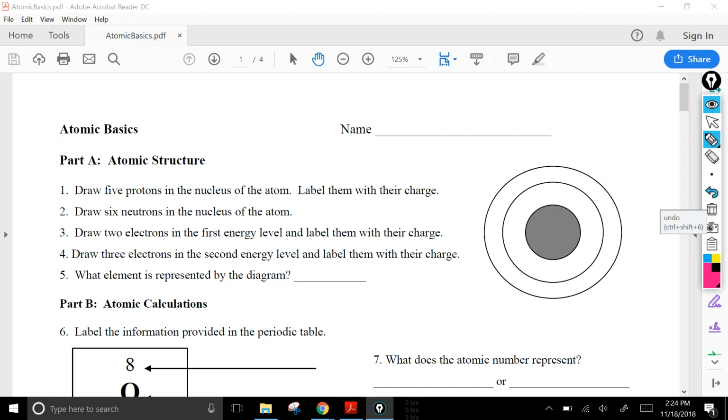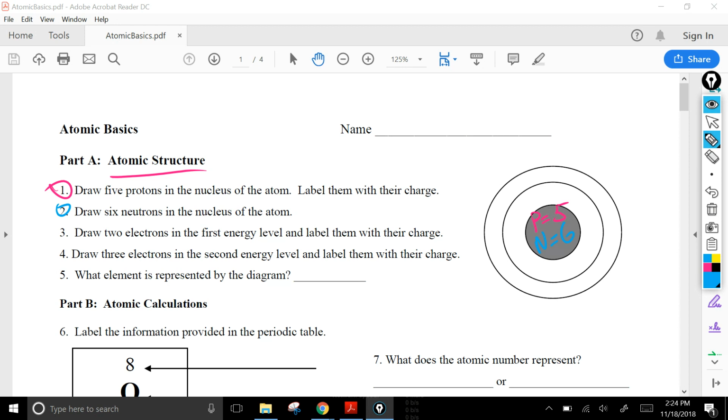So we're going to start out with reviewing atomic structure. What are the pieces inside of atoms? Number 1 says to draw 5 protons. The way we're going to do that is P equals 5, right in the middle, right in the nucleus. That's how we're going to represent 5 protons. Then it says to draw 6 neutrons. The way we're going to do that is N equals 6.